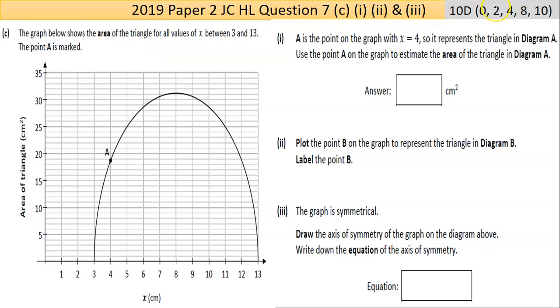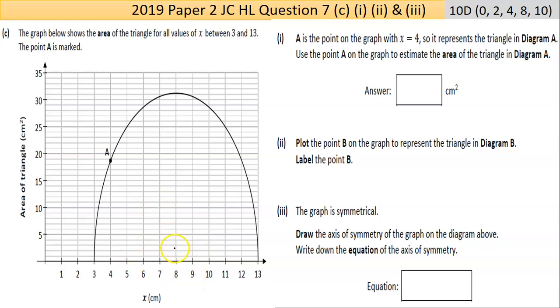Now there are 3 parts here, and it's worth 10 marks. It's unusual they have 3 parts added together, so the marking scheme can be weird then. But they show you this. The graph below shows the area of the triangles for all values of x between 3 and 13. The point A is marked. So you have a graph there of the area of the triangle. It goes up kind of like a quadratic, and inside there are all the different areas depending on the size of x.